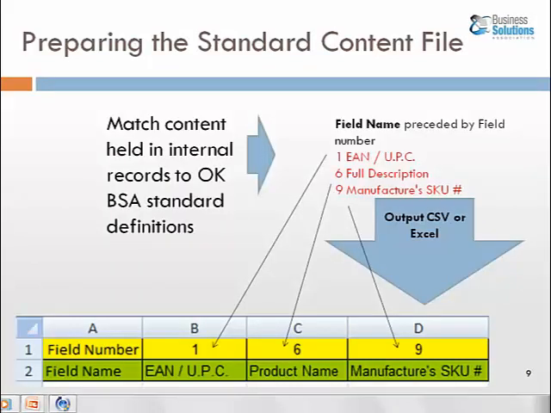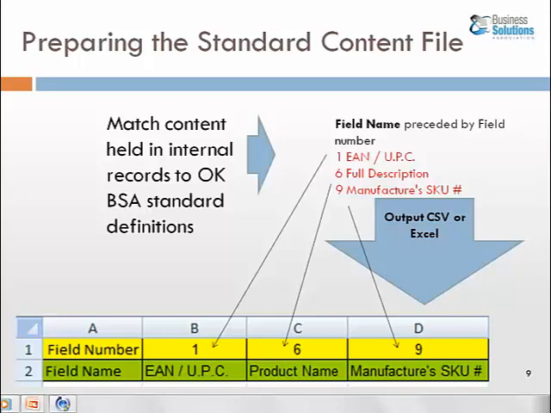OKBSA companies will create an OKBSA content standard compliance file using the field definitions in the guidelines. Manufacturers will use their internal systems to export the elements of information to the file, CSV or Excel. The standard file only requires 3 elements of information. Field number 1, the EAN UPC. Field number 6, the product name, and field number 9, the manufacturer's SKU, all shown in red. All other fields can be added as they become available.